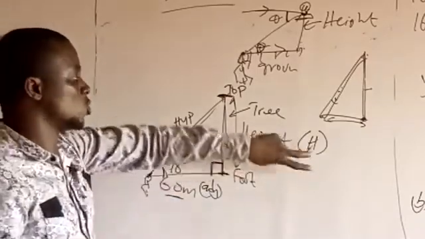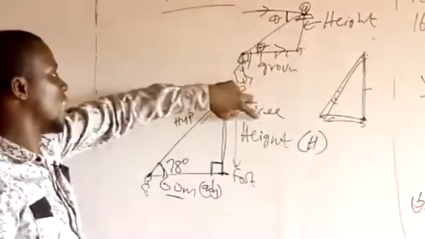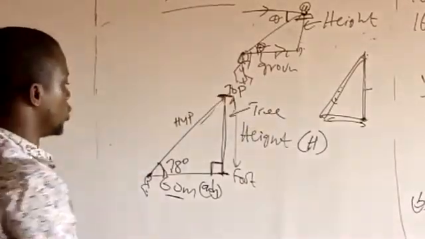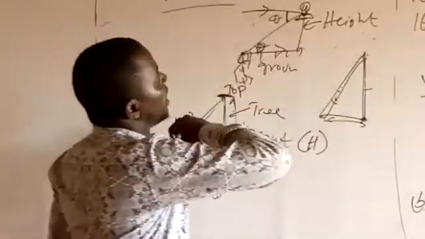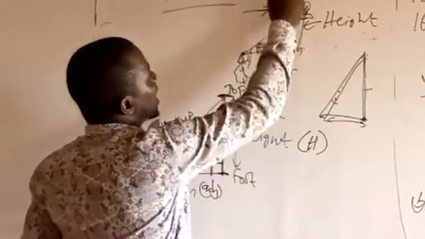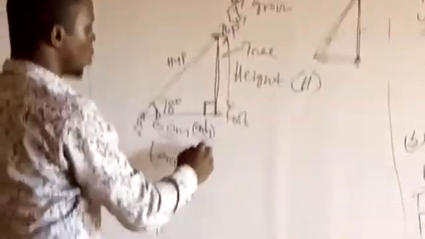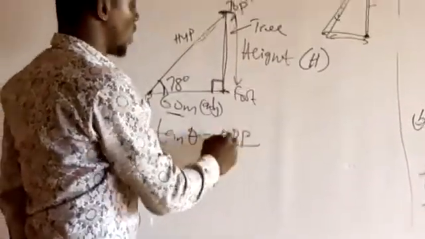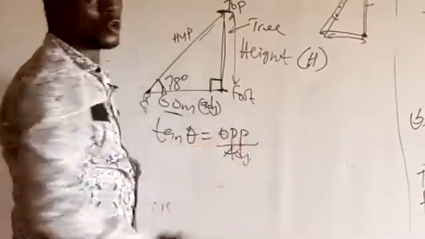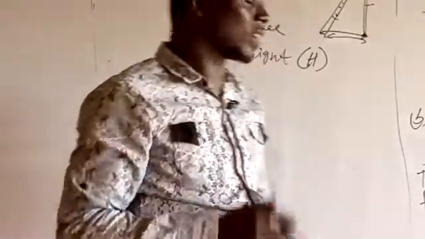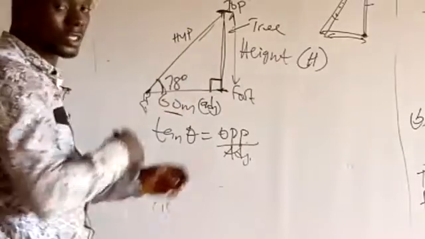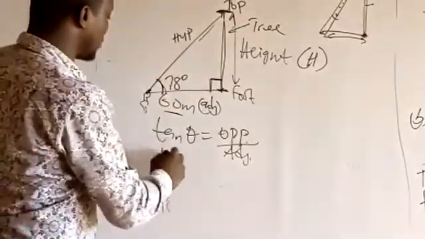Adjacent, opposite. Because we don't know the height. And height is placed at what? Opposite. So adjacent and opposite is what? Is tan. That is TOA. So tan theta equals opposite over what? Adjacent. We used to call it oppo over aja in those days in class. Can you remember oppo over aja? We used to sing a song.